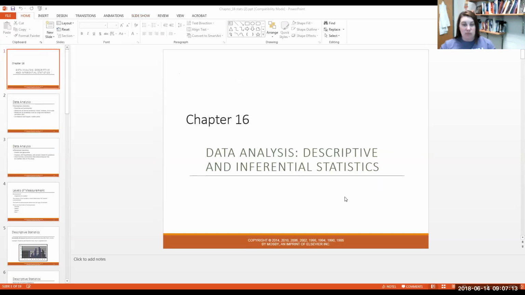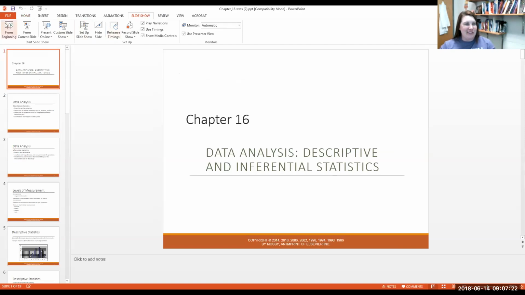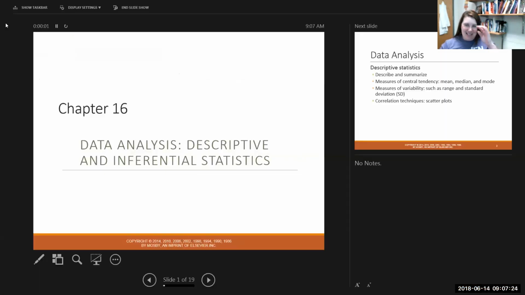And the last thing that we're going to look at here for this week is Chapter 16, which is, again, looking at kind of data analysis and those descriptive and inferential statistics. So put on your hats, go back with me a little bit here to your statistics class that you took a number of classes ago, and let's dive in here for a bit.